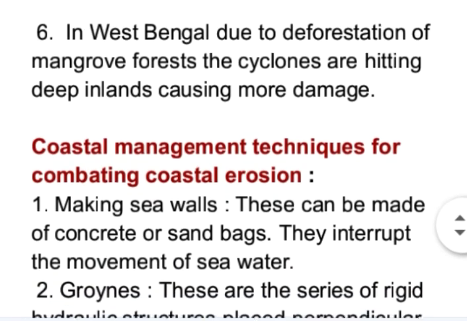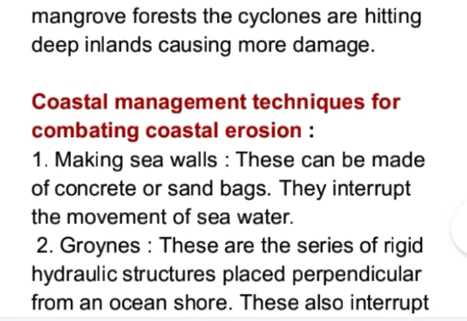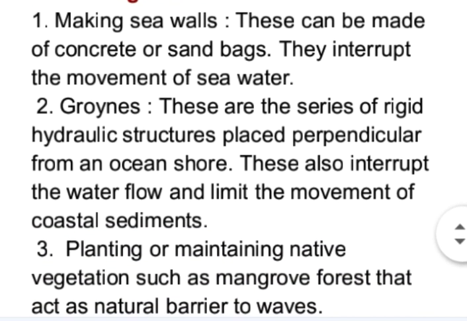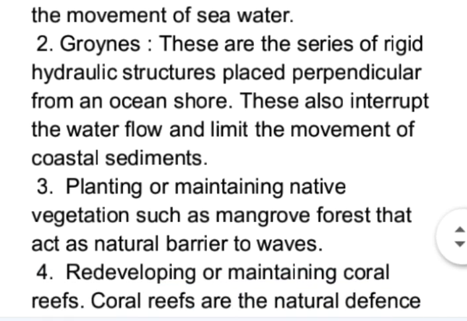Now, coming to next part, coastal management techniques for combating coastal erosion. First is making sea walls. These can be made of concrete or sandbags. They interrupt the movement of seawater. Next is groins. These are series of rigid hydraulic structures placed perpendicular from an ocean shore. These also interrupt the water flow and limit the movement of coastal sediments.